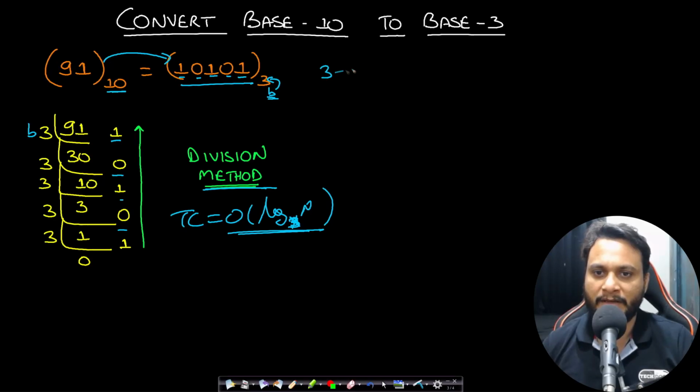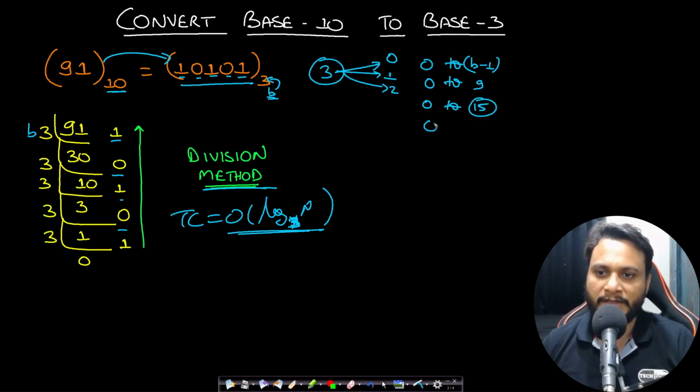In base 3, what can be the actual coefficient values? It can be either 0 or 1 or 2. It cannot be 3, 4, 5, because the digits will be in the range of 0 to b minus 1 always. For base 10 number system, it is in the range of 0 to 9. For hexadecimal number system, it is in the range of 0 to 15, right? For octal, it is from 0 to 7. So you note the difference, right?